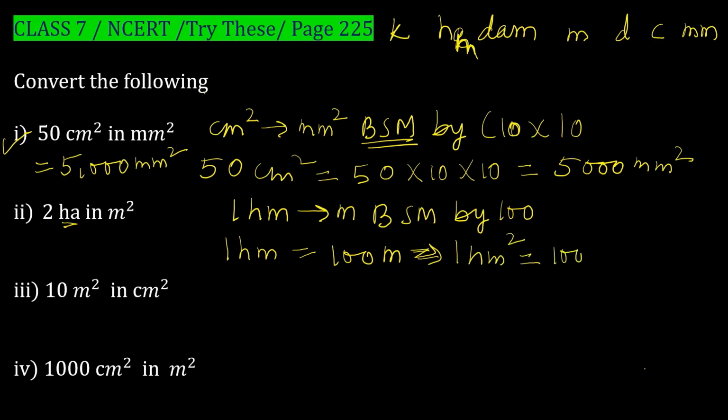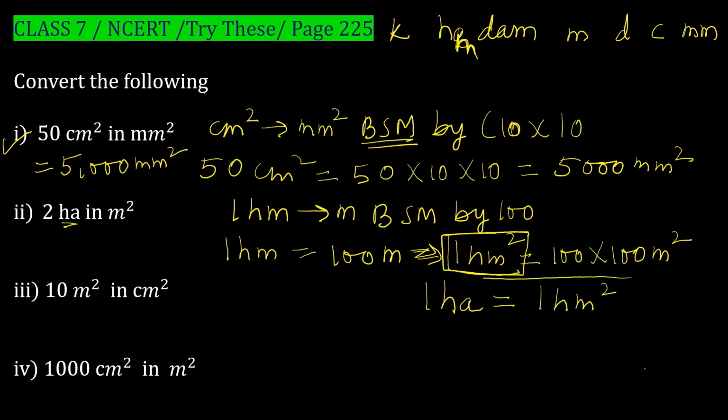So 100 meter. 1 hectometer square is equals to 100 into 100 meter square when you have to convert square unit. And this 1 hectometer square is equals to 1 hectare. So hectare is a unit of the area unit. This is the unit for the area. So whenever it is a 1 hectometer square, it will equal to 1 hectare. So here we have given 1 hectare is equals to 1 hectometer square.